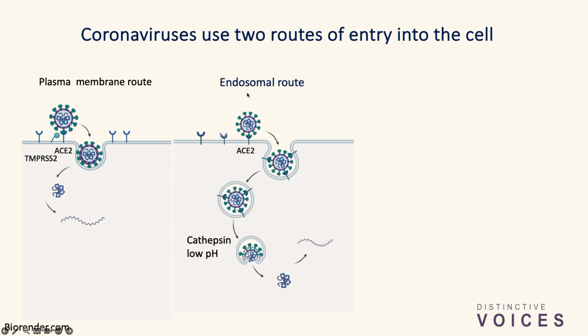The other route is the endosomal route, and again, it starts with the spike protein attaching to its receptor, and this time it's sucked into the cell, into a vesicle called an endosome, and then the spike protein, again, mediates a fusion of the host and viral membranes, which has to happen at a low pH by an enzyme called cathepsin, and then, again, the RNA is released into the cell. So by either route, we get the same kind of infection. I'll tell you in a minute why that's important, but first, what determines which route?